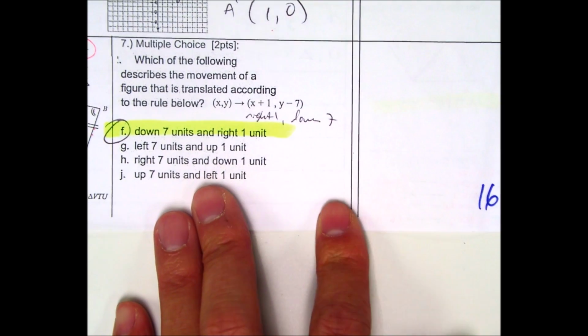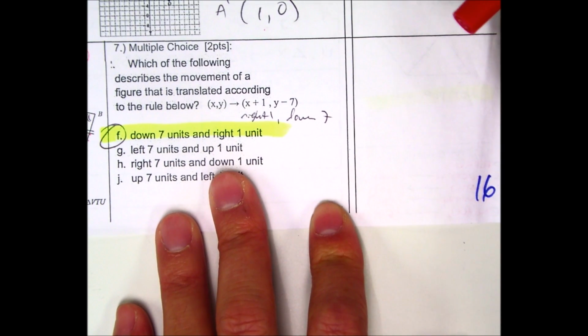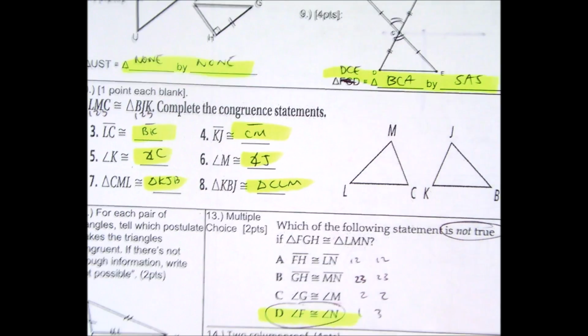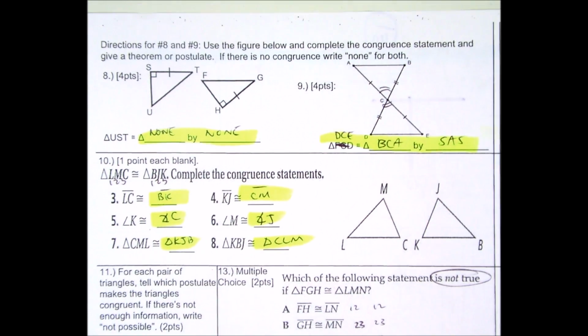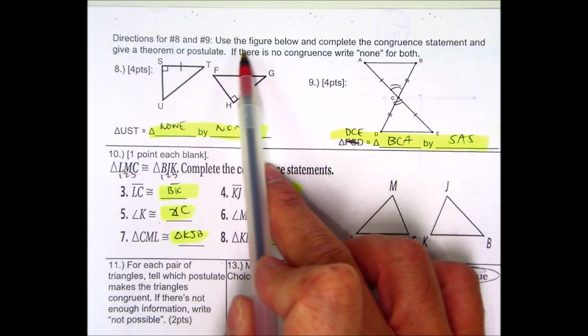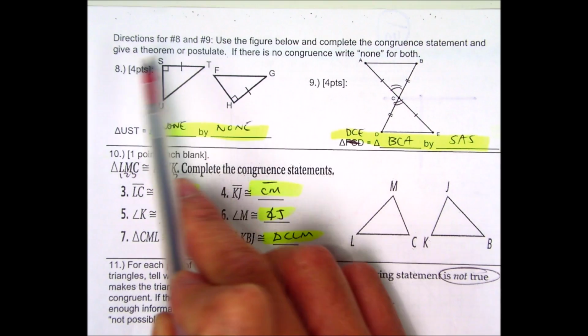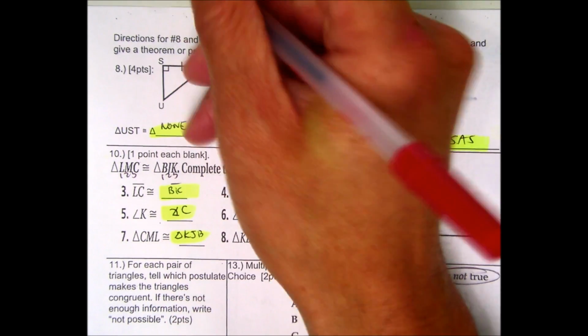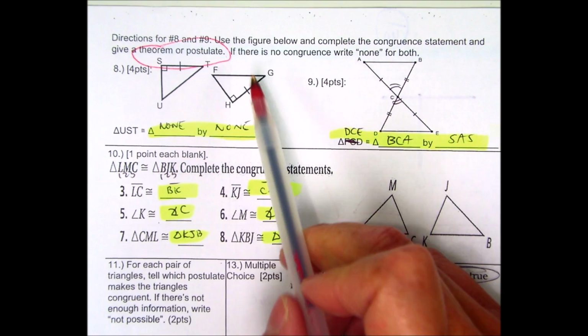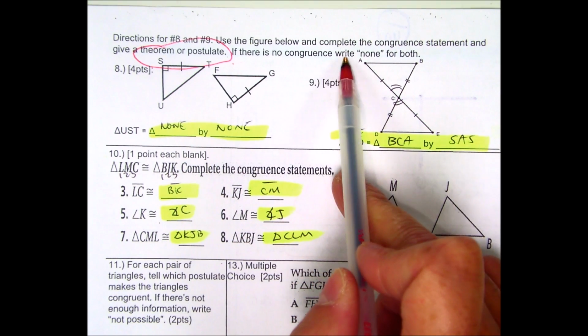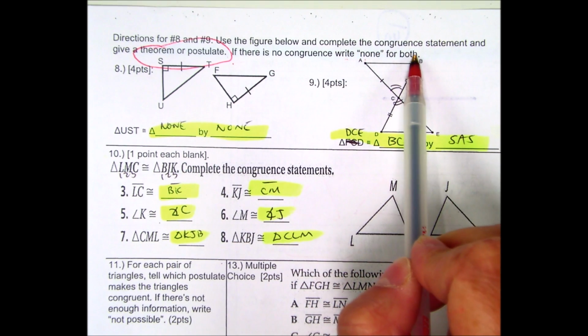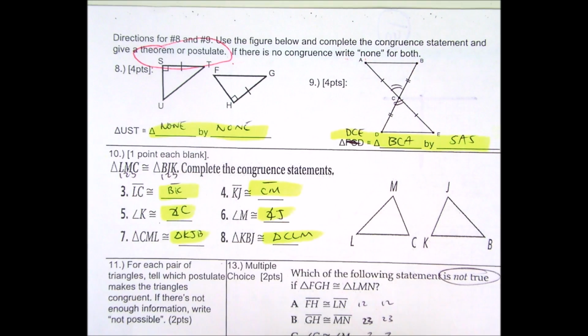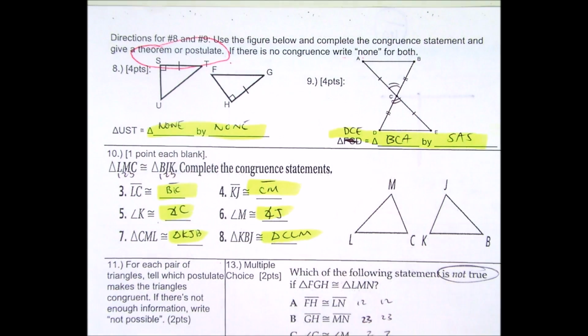That side was worth 16 points. Backside. Directions for 8-9: use the figure below and complete the congruent statement and give a theorem or a postulate. Those are just one of your 5 ways. If there is no congruence, write none for both. Each blank was worth 2 points. If you got both of them wrong, it would be 1 point.